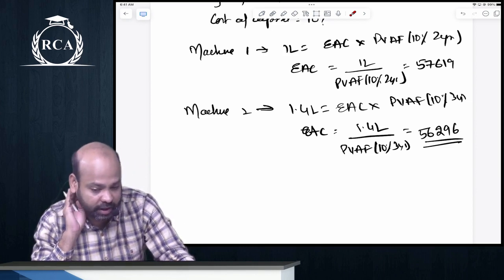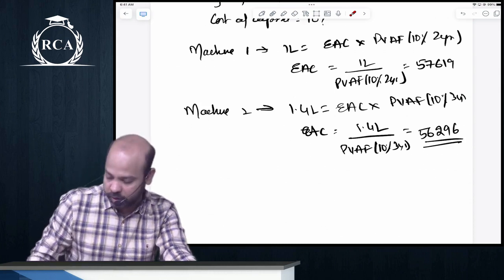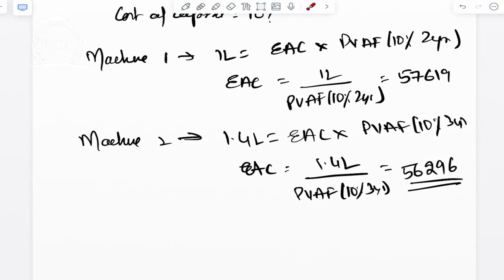Alternate. Write the next line. Alternatively, this is the alternative. Everyone understood the alternative approach? Alternatively, instead of computing equated annual cost, we can equate the lives of both the machines.